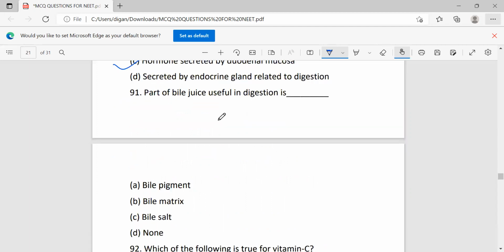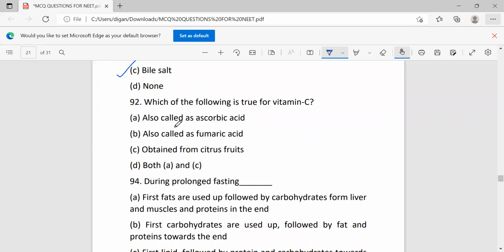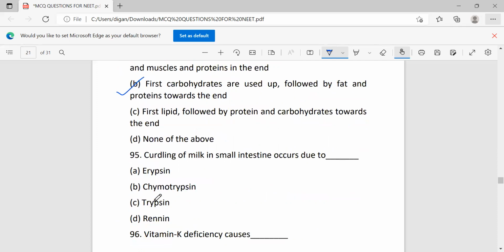Part of bile juice useful in digestion is. For 91, correct option is C, bile salt. Which of the following is true for vitamin C? And correct option is D, during prolonged fasting. So correct option is option number B. I have these questions are repeated actually.